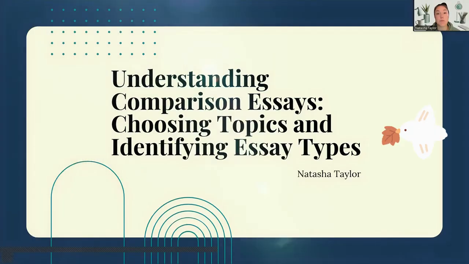Next, we'll look at how to tell the difference between certain essay types, like comparison, opinion, cause-effect, and process, with examples like online learning versus classroom learning, or city life versus country life. Finally, I'll give you tips for brainstorming and planning, plus how to avoid the most common mistakes students make. Next, we're going over understanding comparison essays, choosing topics, and identifying essay types.